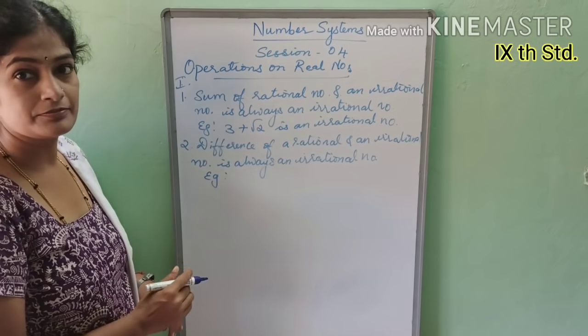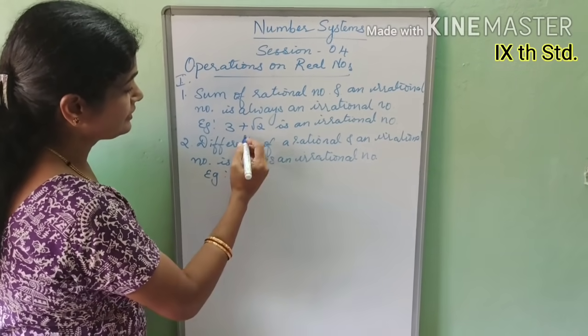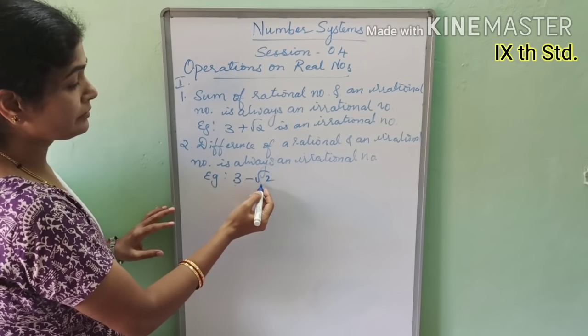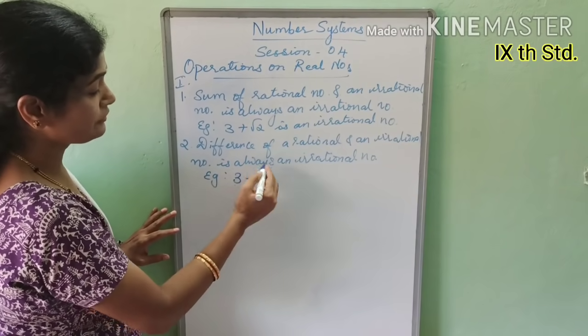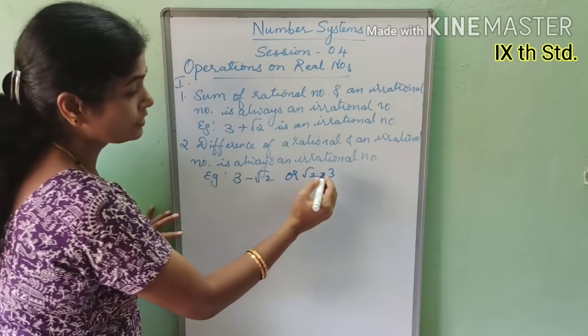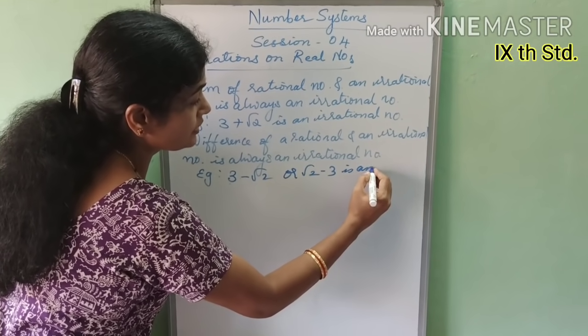Similarly, if I take the example 3 and root 2: 3 is a rational number, root 2 is an irrational number. The difference between them, or you can even take root 2 minus 3 also, is an irrational number.